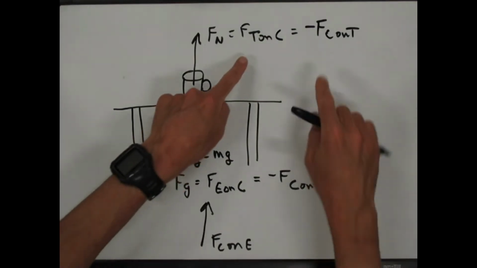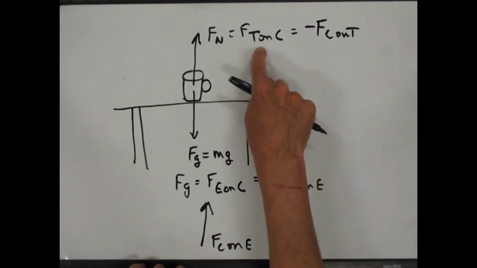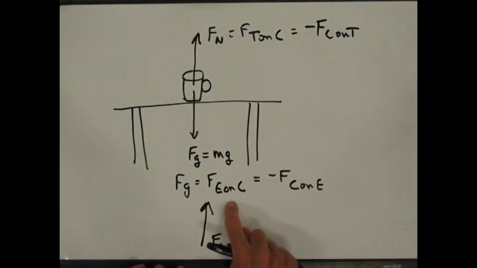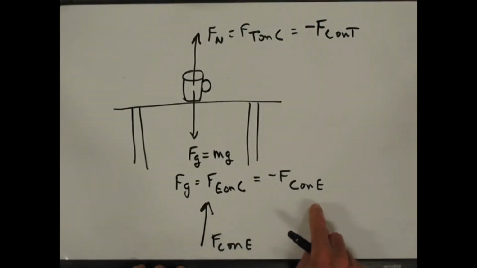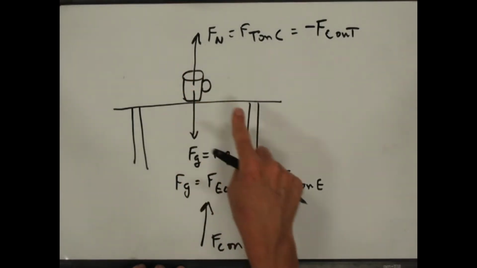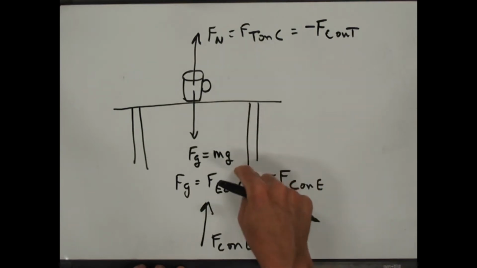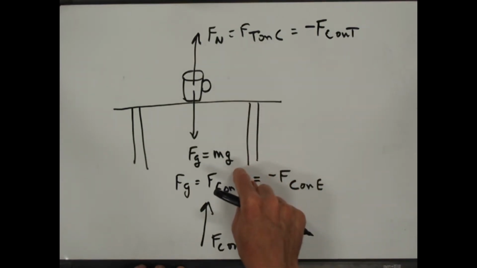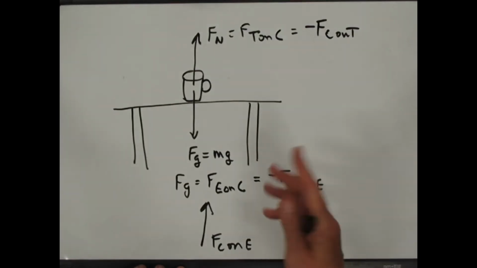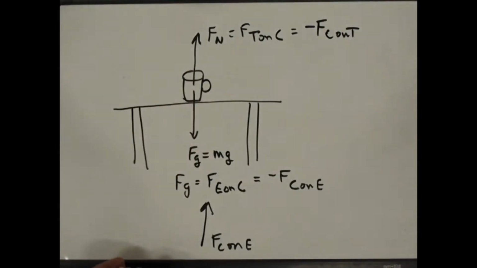Notice equal and opposite pairs always act on different objects. This force acts on the cup, this force acts on the table. This force acts on the cup, this force acts on the earth. Right? If we're interested in what's happening to the cup, we're really only going to talk about the ones that are acting on the cup, the table on the cup or the earth on the cup. We're not necessarily interested in the equal and opposite pairs of those. They exist, but they may not be useful if the object that we're studying is the cup.